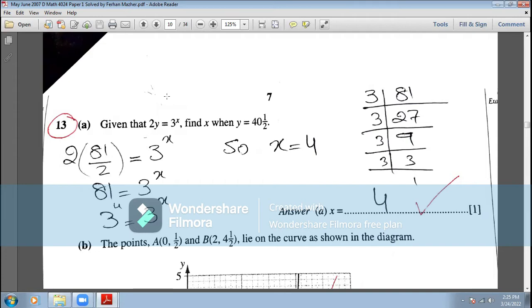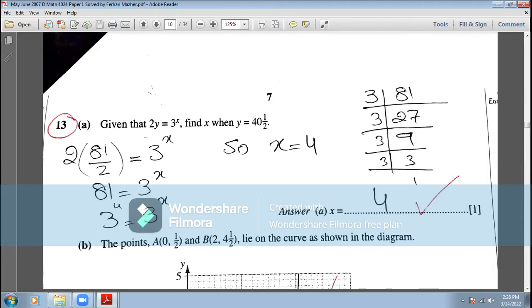So you will have 2 multiply 81 by 2 is equal to 3 raised to power x. 2 cancel, so 81 equals 3 raised to power x. The 81 can be prime factorized. In the rough work, you can see I have prime factorized 81. So 3 27s are 81, 3 9s are 27, 3 3s are 9, and 3 1s are 3. So in the place of 81, I can write 3 raised to power 4.